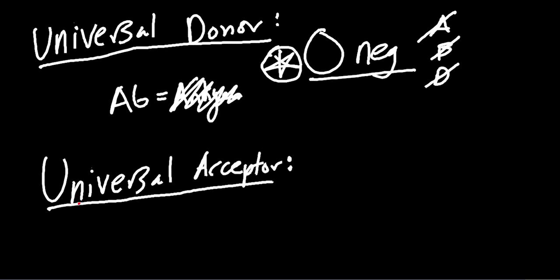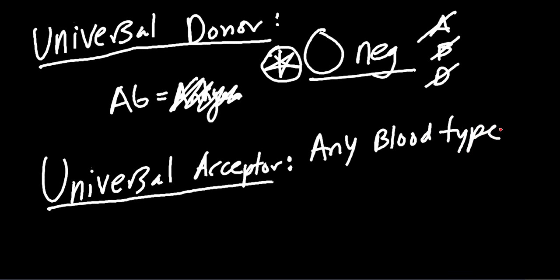Now, on the other hand, the universal acceptor. The universal acceptor is going to be the patient that can take any blood type. Okay, so what patient can take any blood type? Well, if you want to think of a guess right now, I'm just going to say it, because then we can talk about it. It's going to be an AB, positive or negative? Okay, good. You were thinking positive. It's going to be an AB positive patient.